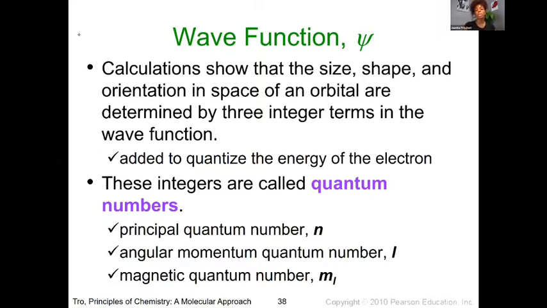The three quantum numbers that you're going to be responsible for are your principal quantum number, which gets the symbol n, your angular momentum quantum number, which gets the symbol l, and the magnetic quantum number, which gets the symbol ml. Each one of these tells us different pieces of where that electron is located. The principal quantum number helps us figure out the distance from the nucleus, which energy level it is found on. The angular momentum quantum number helps us determine the shape, what kind of orbital it is in. And the magnetic quantum number helps us understand the orientation in space.